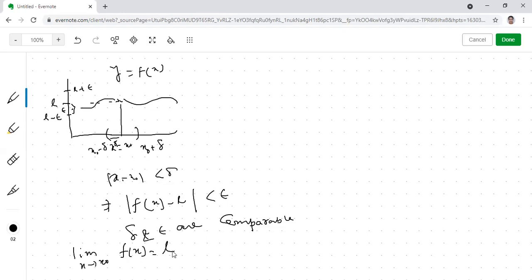Is that clear or not? I told this in the previous class when I gave the example: for (x square minus 4)/(x minus 2), the limit exists, and for 1 by x, the limit doesn't exist. I have told this. So is that clear or not? Is that clear?